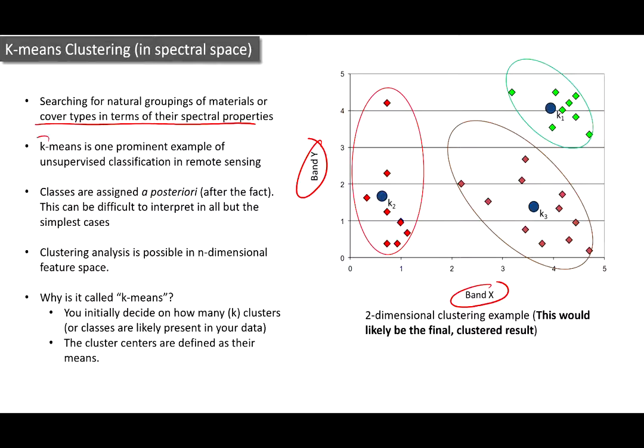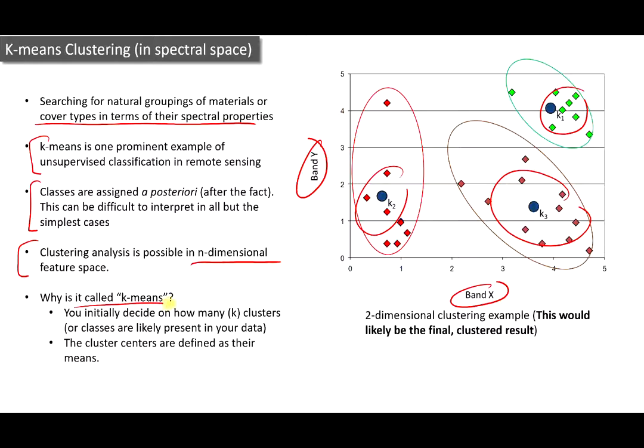And so we're going to look at the k-means algorithm to do this. An important thing to note here is that we don't know what the classes are beforehand, so we're not training a classifier. We're just letting the proximity of these various points form natural clusters. And clustering is not just possible in 2D, but it's also possible in n-dimensional feature space.